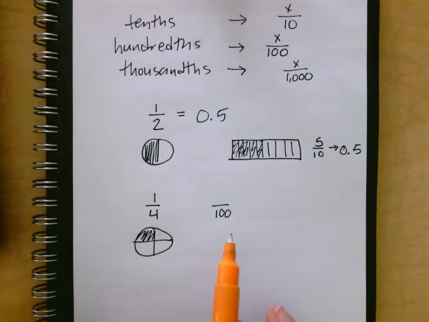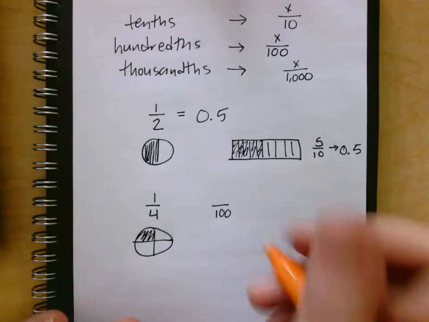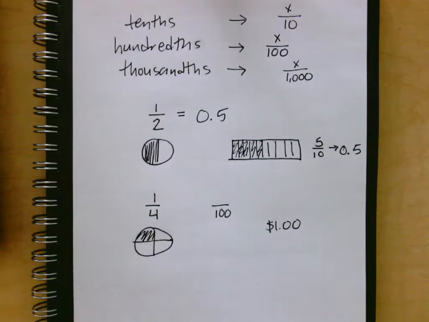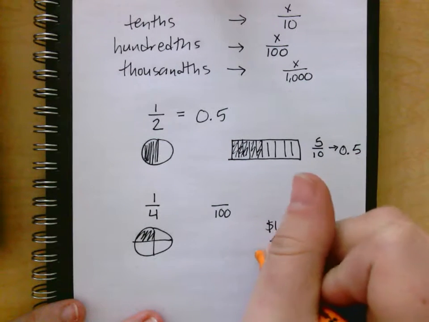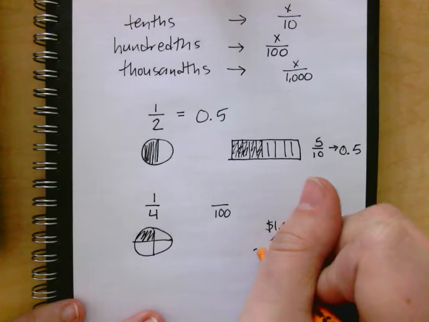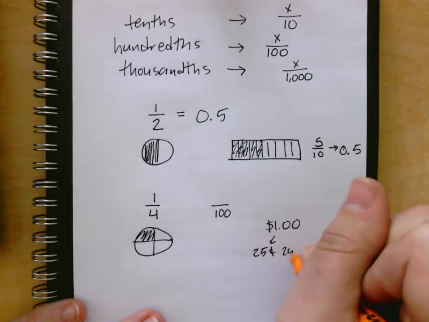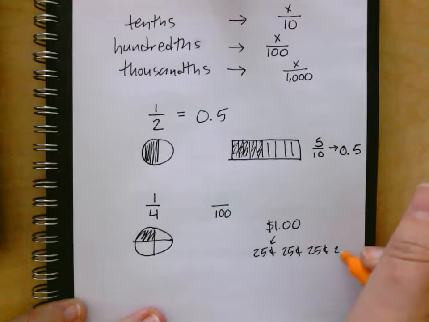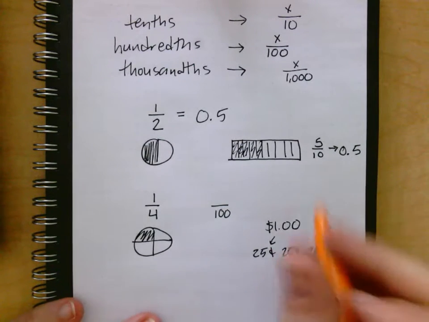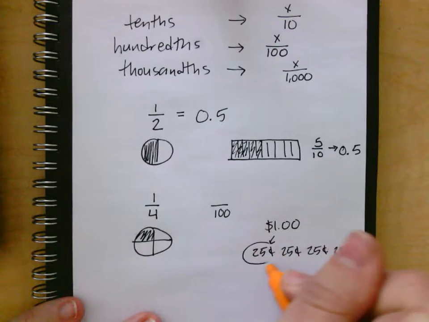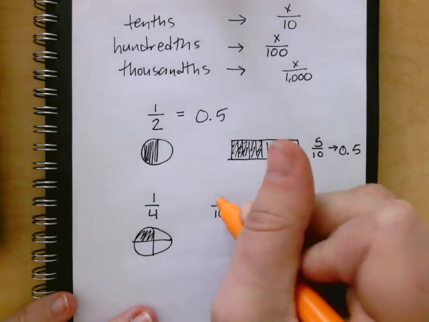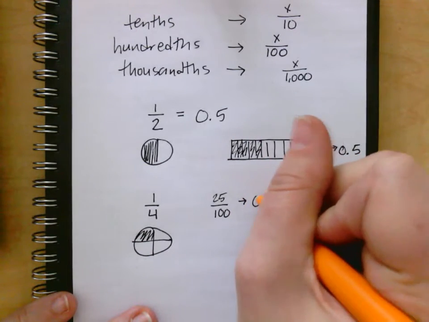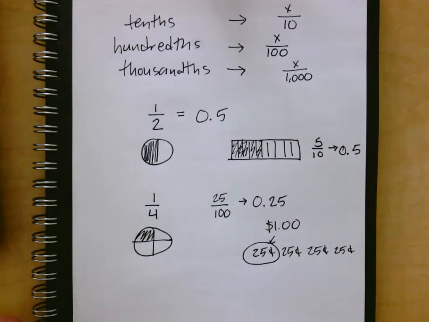And an easy way to do that would be to think of money. So if you have $1 and then you need, what are the 4 parts of $1? You can separate it into 25 cents 4 times. So we have 4 quarters that make up $1. So that is, one piece is 25 cents. So 25 hundredths, or as a decimal, 0 and 25 hundredths.